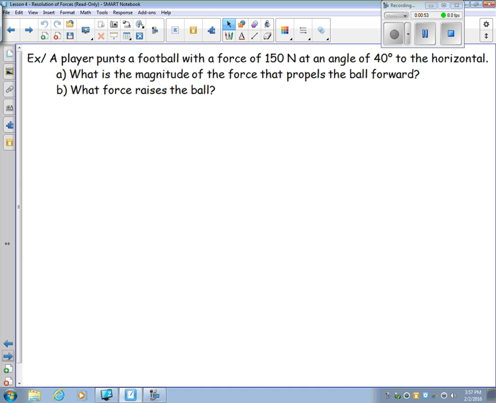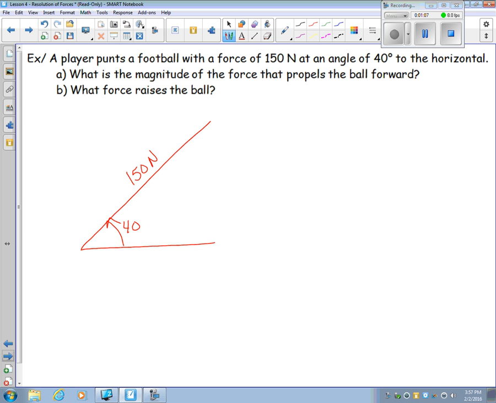Okay, we've got a football. It's being punted with a force of 150 newtons at an angle of 40 to the horizontal. Okay, so there's my horizontal, there's my football. This is 40 degrees. Football is traveling at 150 newtons. What is the magnitude of the force that propels the ball forward? So what's causing this ball to go towards the goalposts, right? That'll be down here. We'll call that our horizontal force.